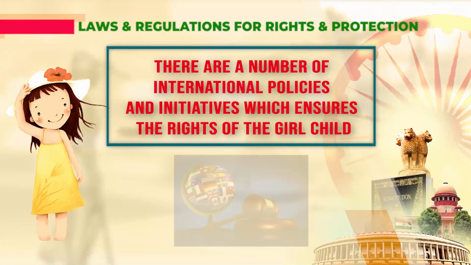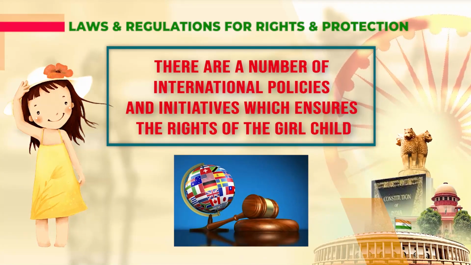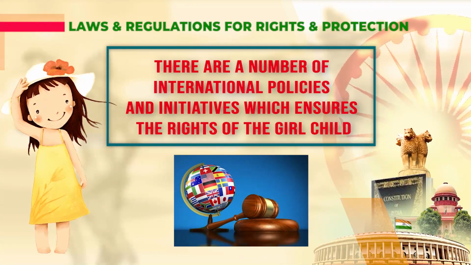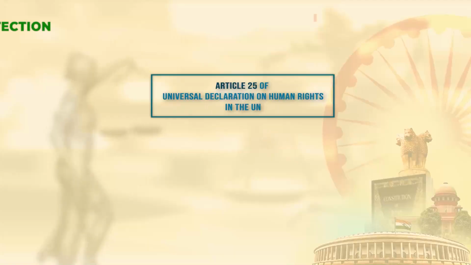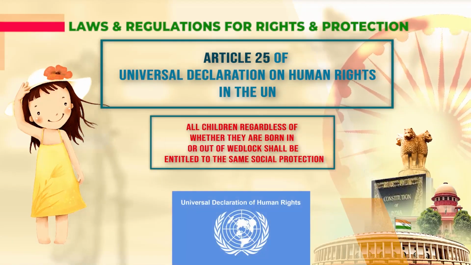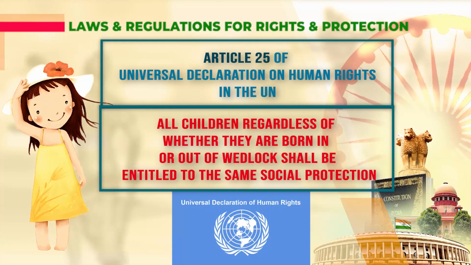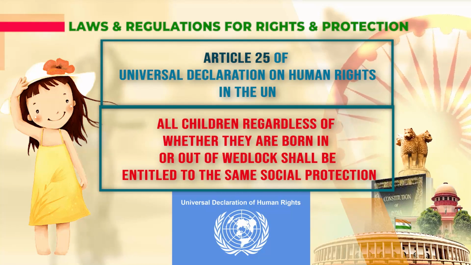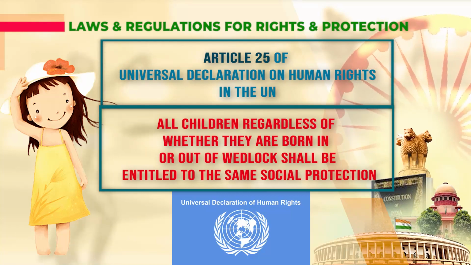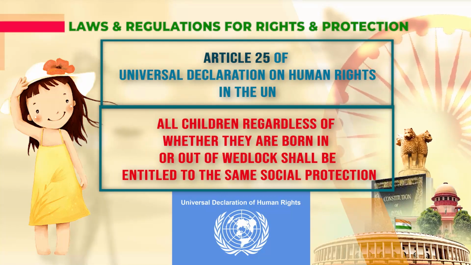There are a number of international policies and initiatives which ensure the rights of the girl child. We will first look at the international policies and initiatives which protect girl children, and then we will look at how the Indian government has worked to protect girl children. Article 25 of Universal Declaration of Human Rights in the United Nations. This article states that all children, regardless of whether they are born in or out of wedlock, shall be entitled to the same social protection.